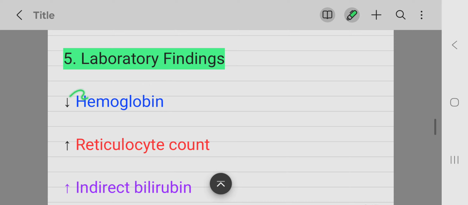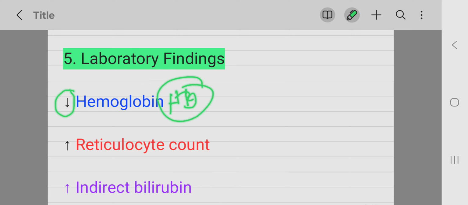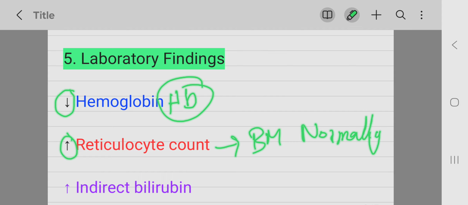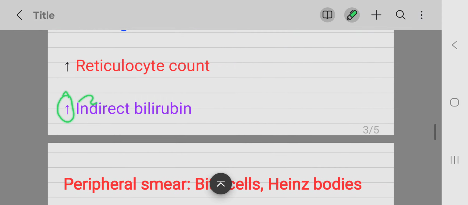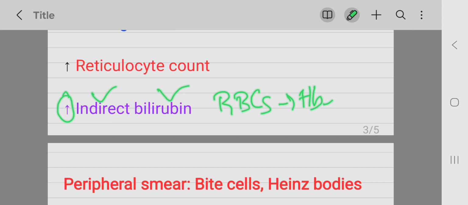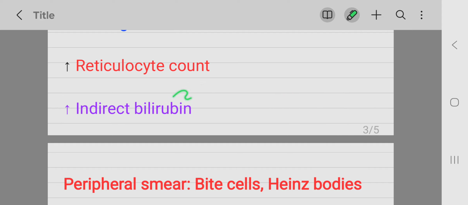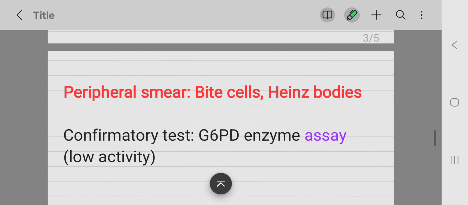There are laboratory findings of decreased hemoglobin levels, and the reticulocyte counts are increased because the bone marrow is functioning normally. Therefore, reticulocyte count is increased. Indirect bilirubin is increased, as I have told you, because when the RBCs break down, they release hemoglobin, and hemoglobin leads to formation of indirect bilirubin.